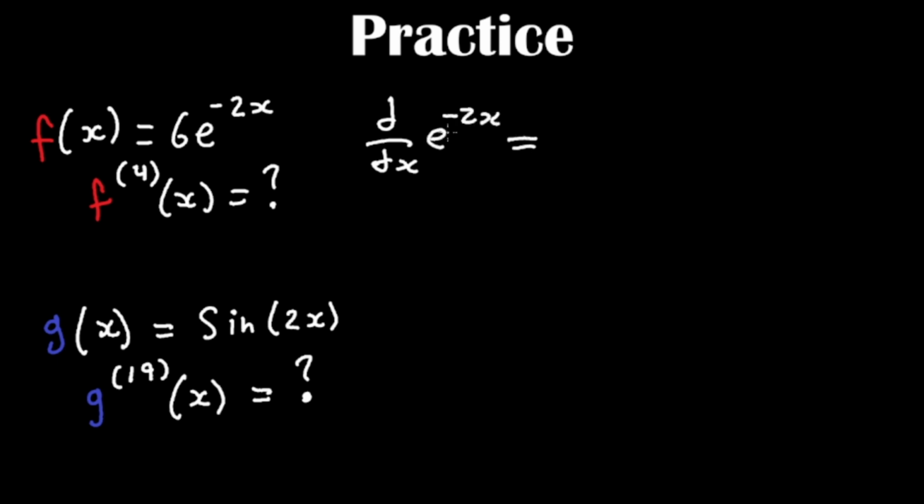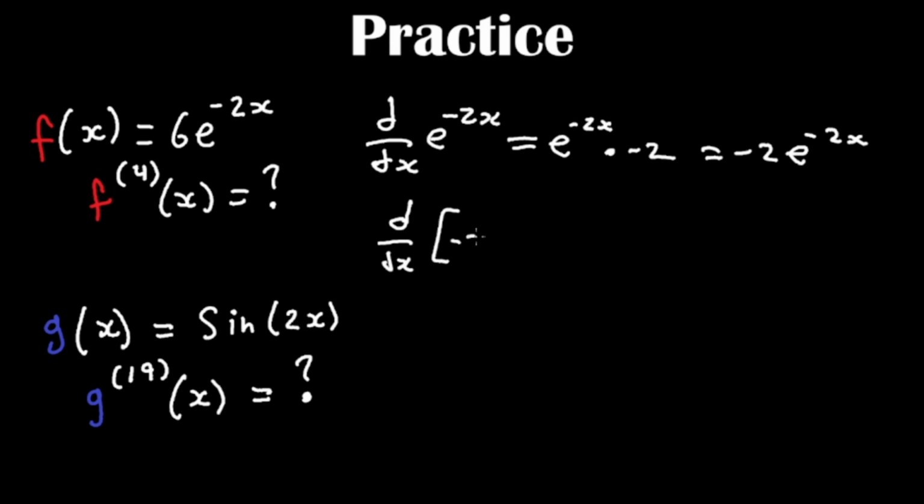Well, we do the derivative of the outside function, which is e to the x, and that's just e to the x, but we replace that with e to the negative 2x, multiplied by the derivative of the inside, which is negative 2. So that's negative 2e to the negative 2x. If we do that again, it'll be the same thing, but we just get another power. Let me write it out. If we differentiate that again, we'll just get another power of negative 2 come down.